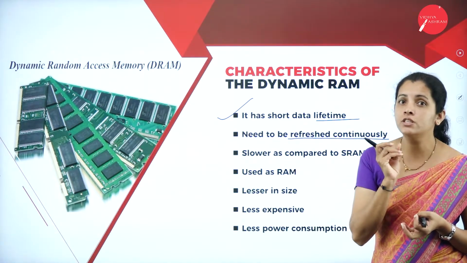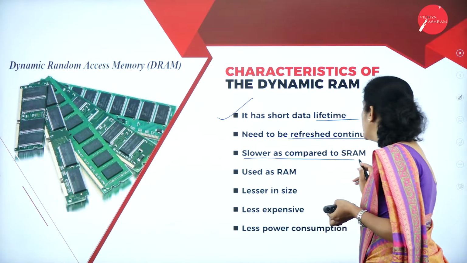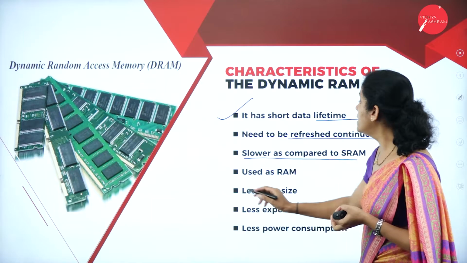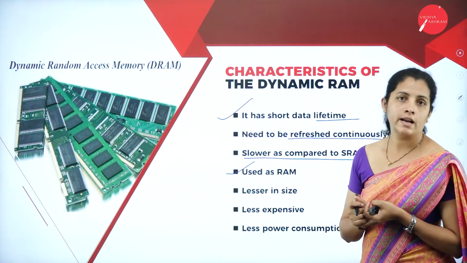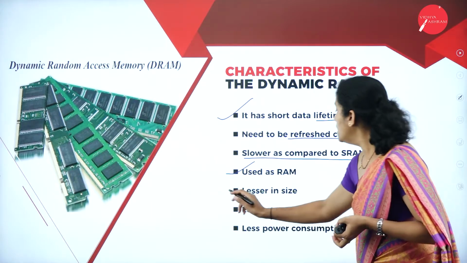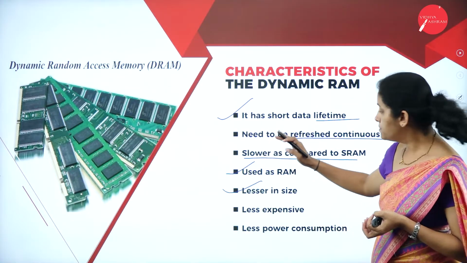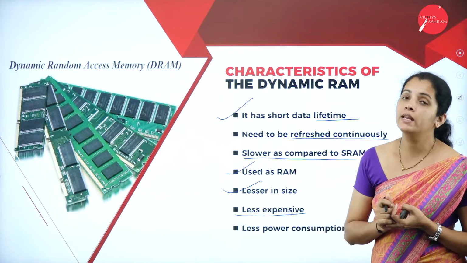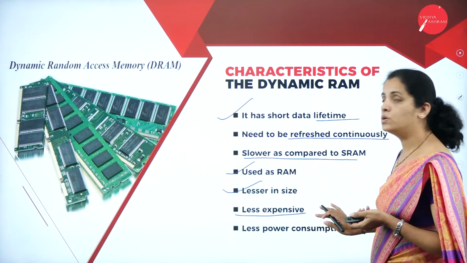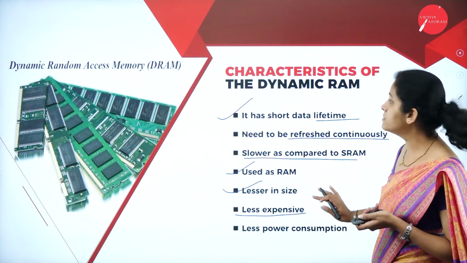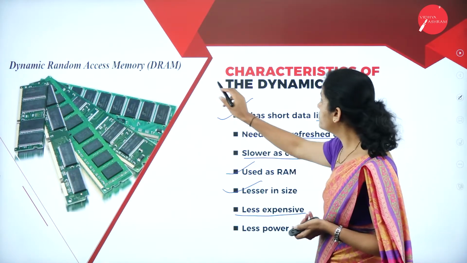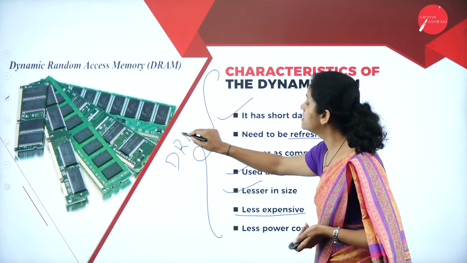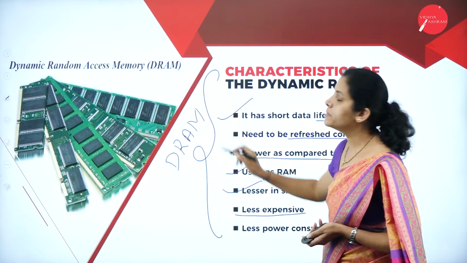And the execution speed is slower when compared to static random access memory, and it is used as random access memory. The size is very small and it is less expensive and it consumes very less power compared to static random access memory. So these are some of the characteristics of DRAM, that is dynamic random access memory.